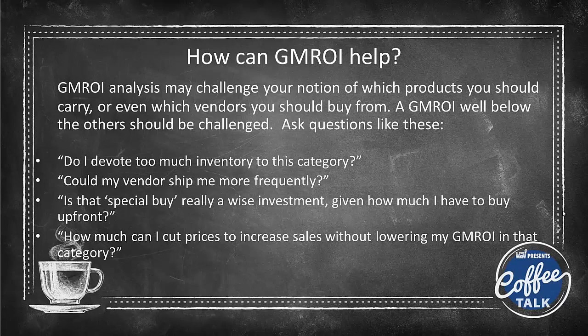Okay, so when you look at these questions, it really can help you understand better. Are you carrying too much of a certain category or a certain vendor line? Maybe in one location you're carrying too much. Is that special buy, where the vendor said, hey, buy a truckload and we'll give you a special deal, really a good deal because of the carrying cost and the profitability of that item? So it's a really nice ratio to help you analyze and bring up these questions against your inventory.